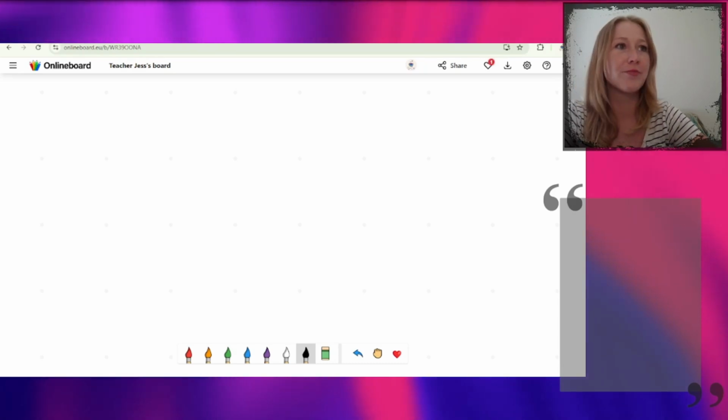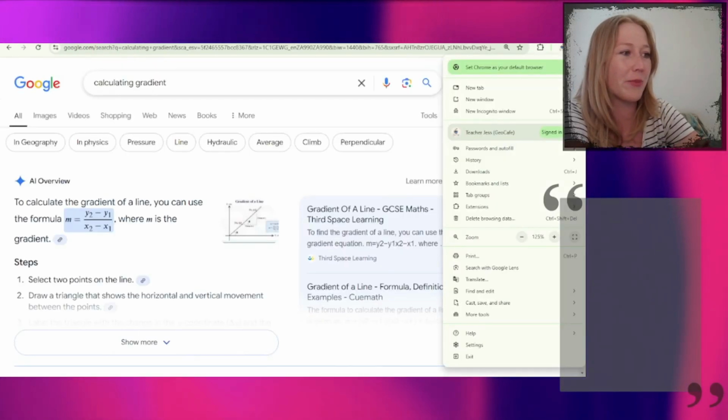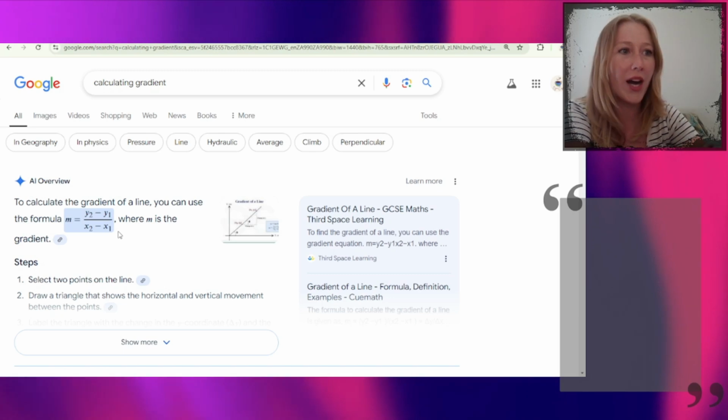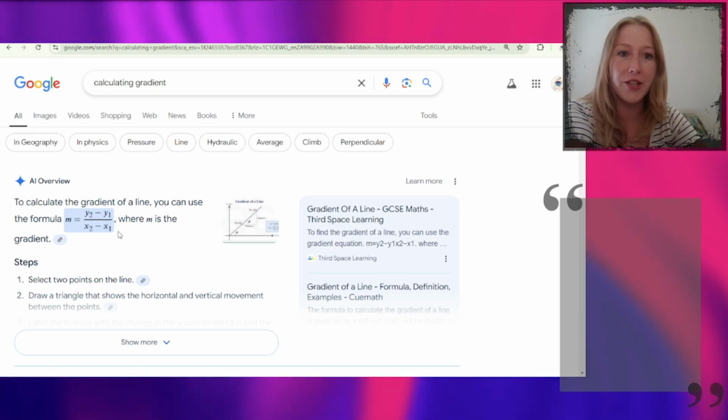A while back, I was explaining gradients as a concept, and what I wanted to do today was look at how we calculate gradients. We just want to be able to use it in mapwork. Okay, let me just put my screen up. So gradients we learn about as change in y over change in x, or rise over run.